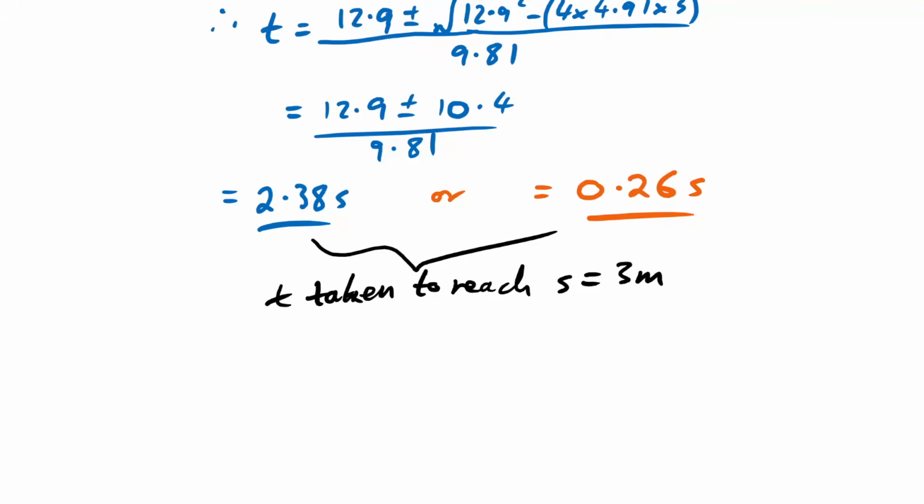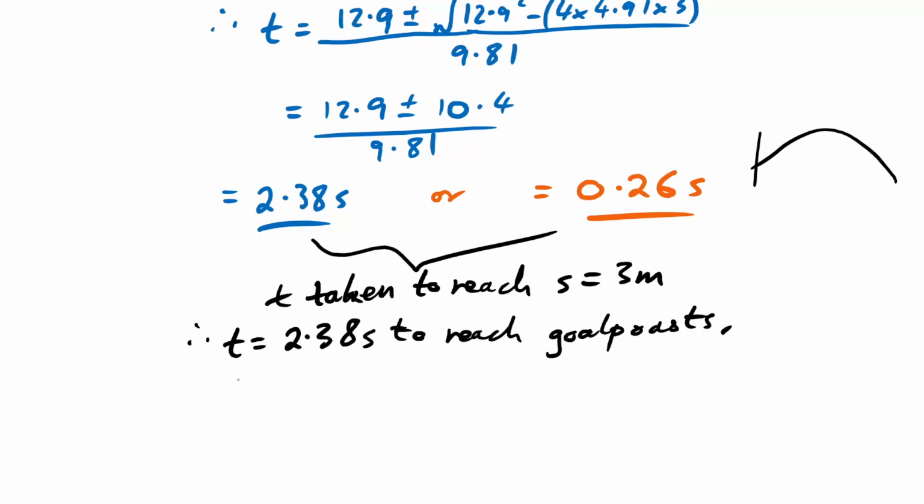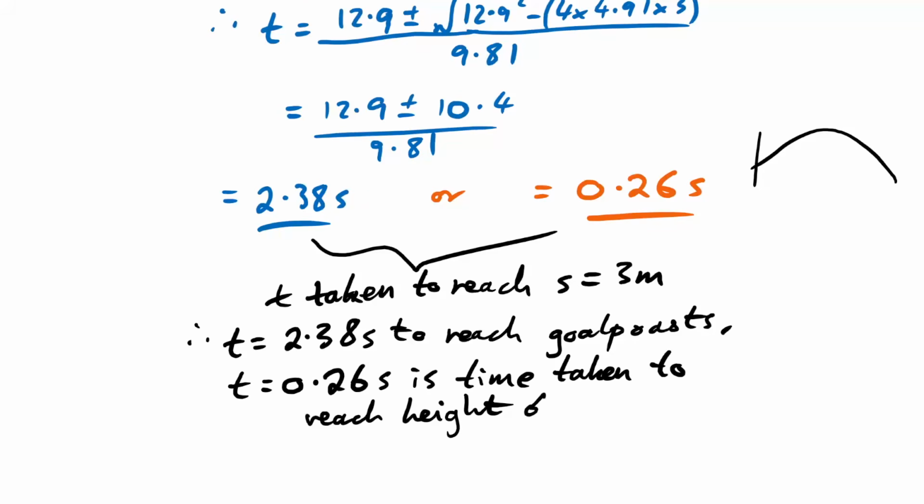And of course it does that twice, doesn't it? Because it's going up and coming back down, and it's going over the goalpost there. So therefore, T is equal to the longer time to reach the goalposts. T equals 0.26 seconds is the time taken to reach a height of 3 meters on the way up.